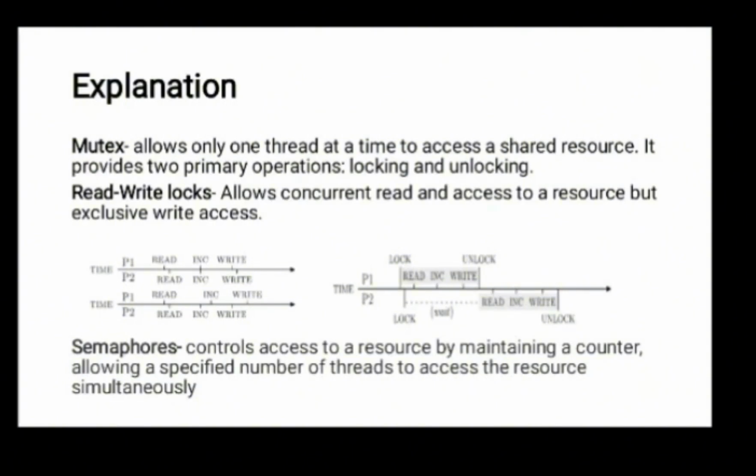There is also the read and write locks. This allows concurrent read access to a resource, but exclusive write access. So when you say concurrent read, meaning multiple processors can read, and the exclusive write, meaning only one processor can write at a time.